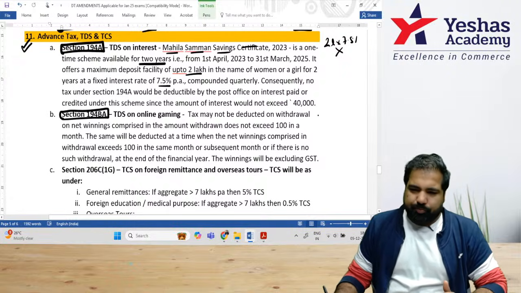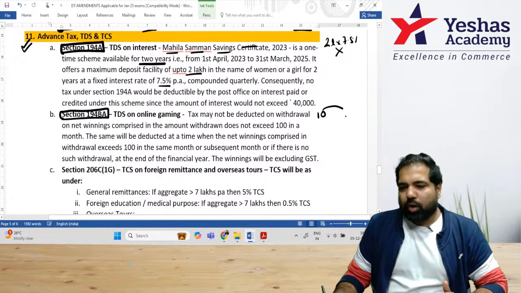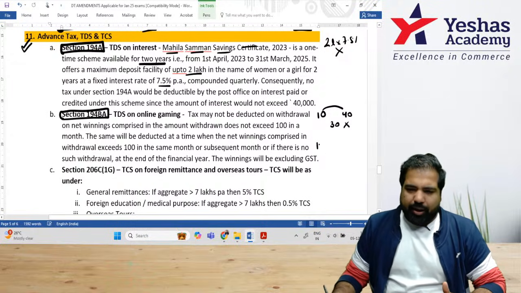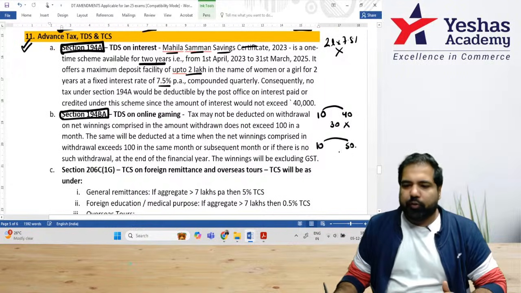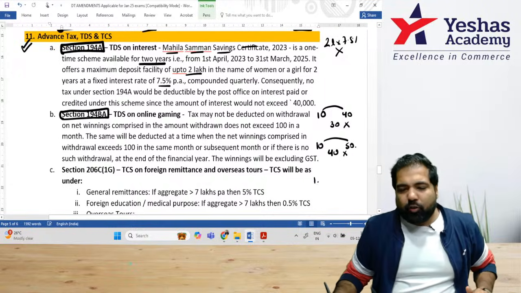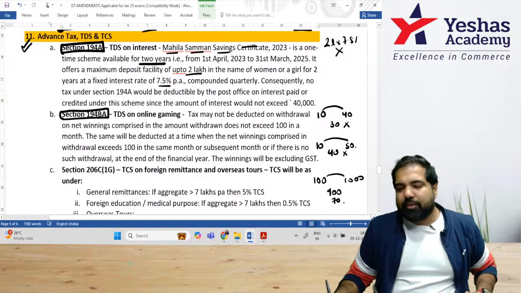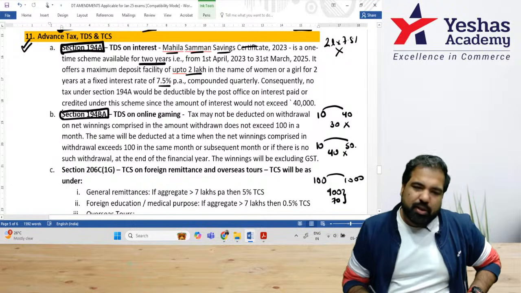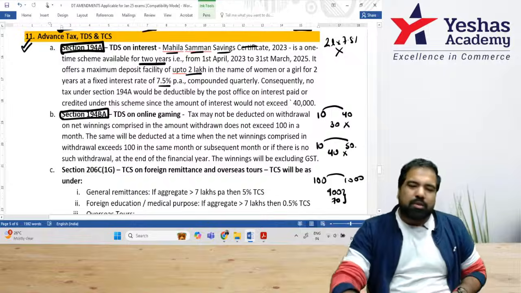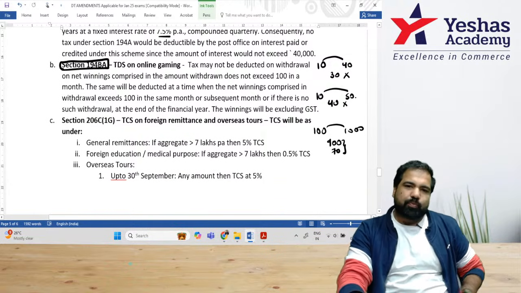Let's take another example. You put 10, you got 40. Net winnings 30, no TDS. Again, you put 10, you got 50. On this 40, no TDS. So 70, there's no TDS. Now you put 100, you got 1000. Your net withdrawal is 900 plus 70, that is on 970, there will be TDS at the rate of 30%. This is what section 194BA, small amendment, small change.